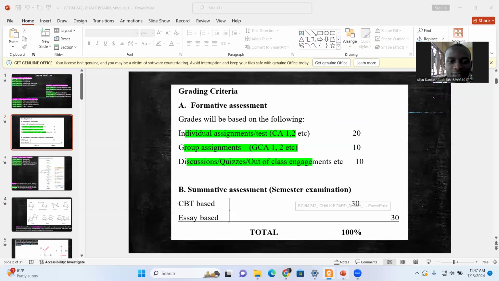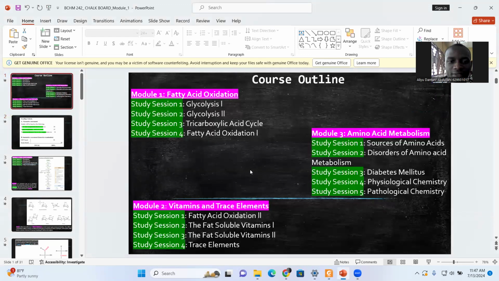Summarily, I'm sure this is not your first rodeo, right? Usually, most of these courses have three modules. Each module has 4 study sessions. Okay, so we're going to start with module 1, which covers metabolism, basically. I mean, the whole course is metabolism, but the carbohydrate metabolism, more or less, is covered in module 1.